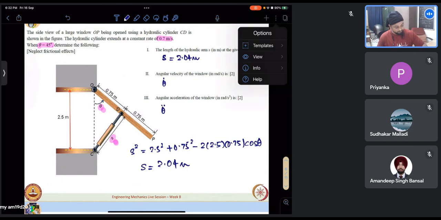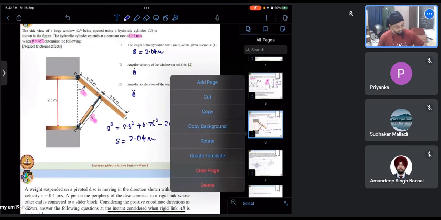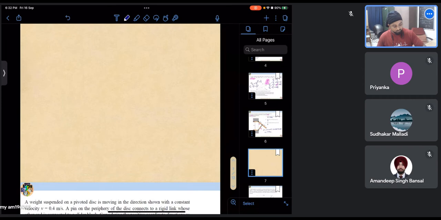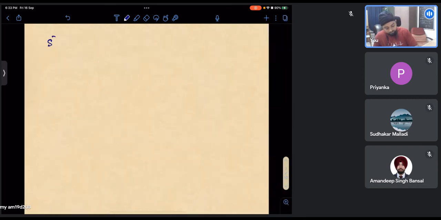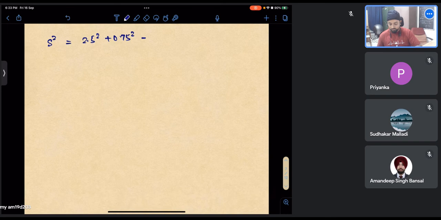Okay, I'll just add a page here. So we had S squared is 2.5 squared plus 0.75 squared minus 2 into 2.5 into 0.75, which is nothing but 3.75 cos theta. This is the constraint given from the question itself. So it is just like the first problem that we solved. Once we have a constraint, we systematically differentiate it and get the kinematical quantities. So let us differentiate it.